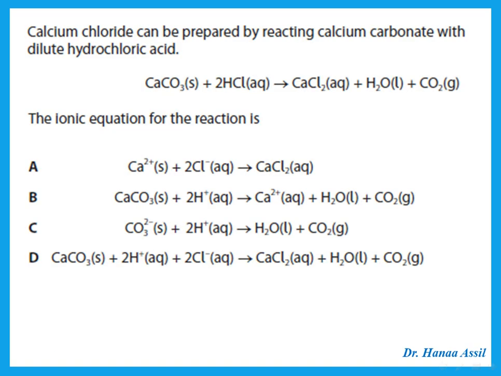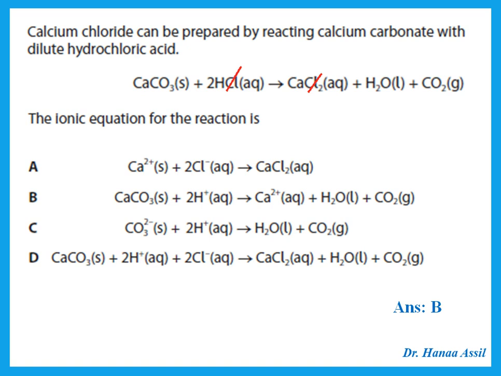Another kind of question is the multiple choice. Calcium chloride can be prepared by reacting calcium carbonate with dilute hydrochloric acid. Which one is the ionic equation? Well, let's look. Remember that the solid remains the same. The aqueous will have to be ionized. What am I going to cancel? I'm going to cancel Cl- on both sides of the arrow. So I'm left with calcium carbonate solid plus 2H+ to give Ca2+, water plus carbon dioxide, and that is the equation in B. Of course, we do not ionize anything that's solid or liquid or gas.